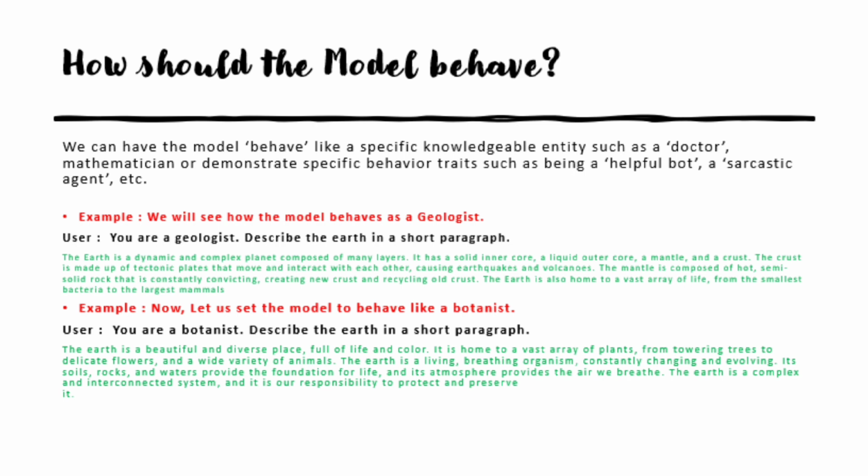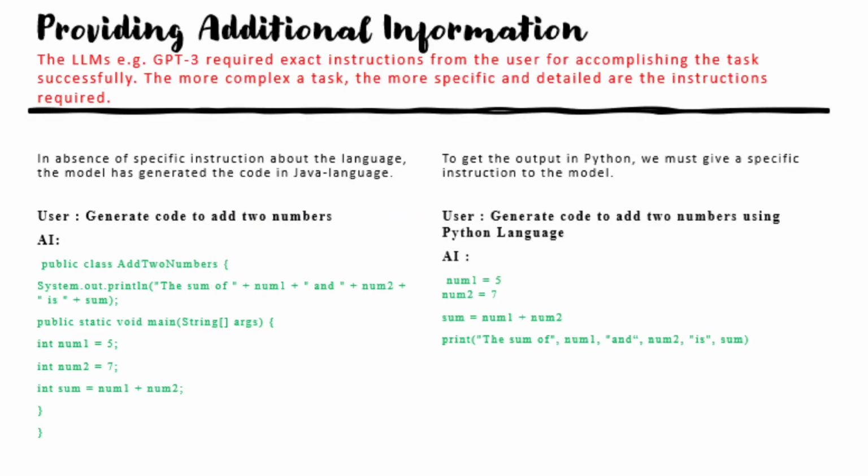And next, providing additional information. Yes, providing additional information will give you more specific outputs. For example, if you give generate code to add two numbers, you will get the result in Java language. But the same prompt, when you mention using Python language, your code will be in Python language. So we have to give more specific instructions to the model to get the required results. Unless you are specifying the requirements, you will not get the specific outputs which you are looking for. So providing additional information is important while you are giving the prompt to the AI.